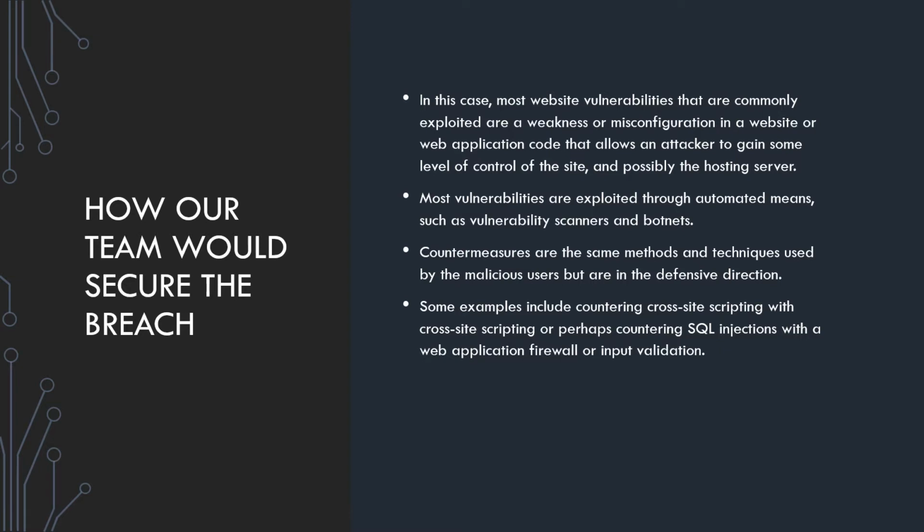Now, how would our team secure the breach? In this case, most website vulnerabilities that are commonly exploited are a weakness or misconfiguration in a website or web application code that allows an attacker to gain some level of control of the site, and possibly the hosting server. Most vulnerabilities are exploited through automated means, such as vulnerability scanners and botnets. Countermeasures are the same methods and techniques used by the malicious users, but in the defensive direction. Some examples include countering cross-site scripting with cross-site scripting, or perhaps countering SQL injections with a web application firewall or input validation.